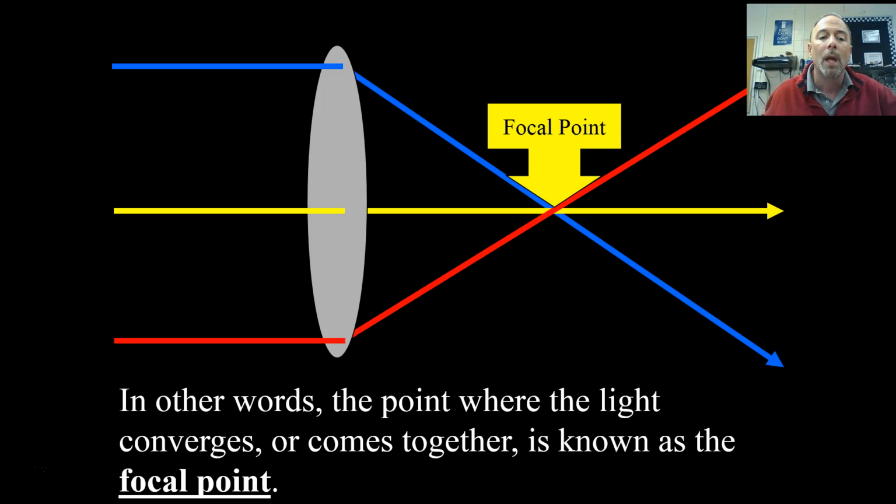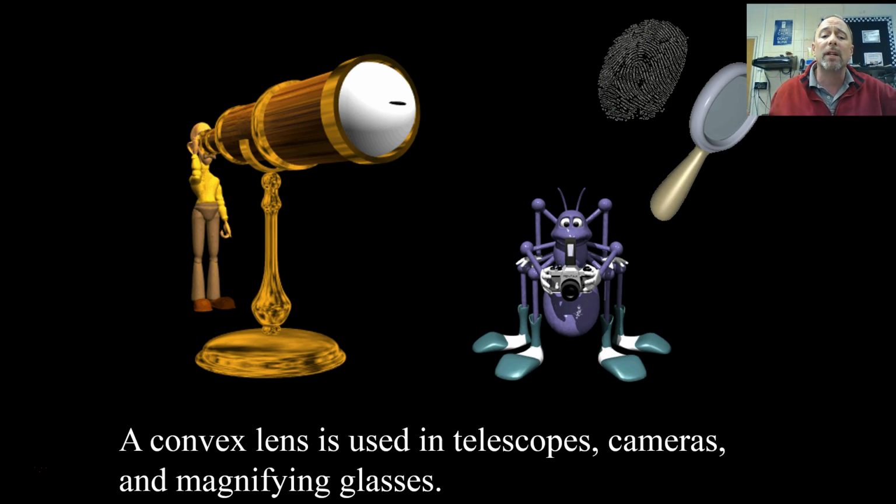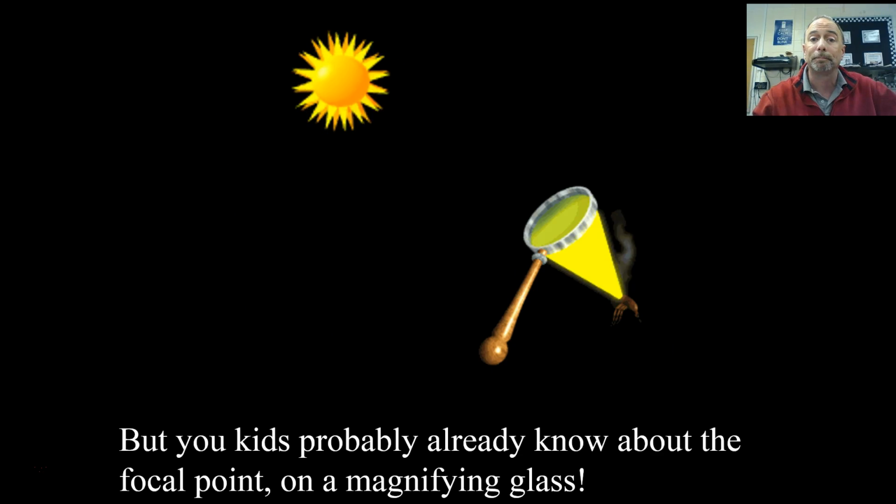Neat trick, right? In other words, the point where the light converges or comes together is known as the focal point. And you can see here that this side of the light crosses this side of the light right here at this point, and this is where it will be clearest and can be seen best. A convex lens is used in telescopes and in cameras and in magnifying glasses. But you kids probably already know about the focal point on a magnifying glass because cool things can happen.